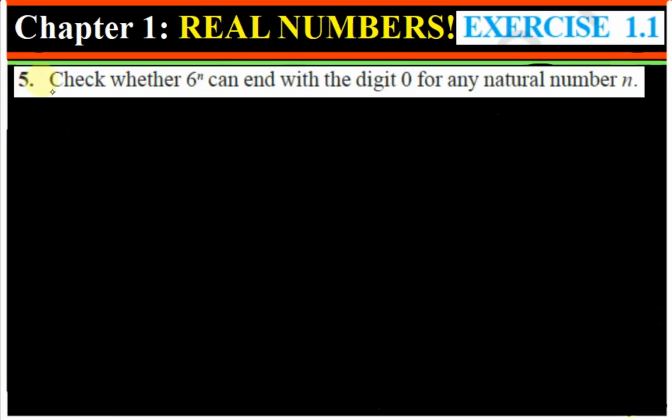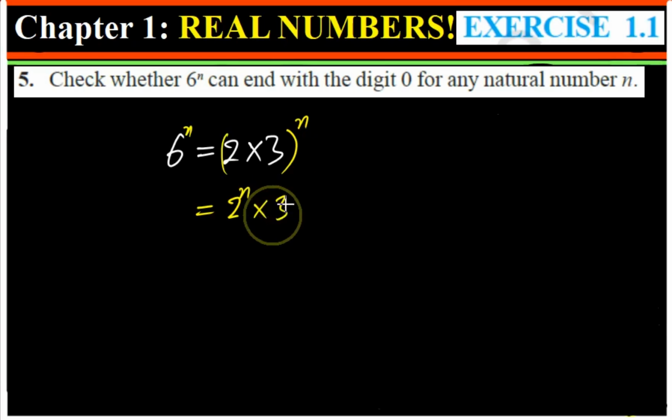Next is question number 5 of this exercise. Check whether 6 raised to the power n can end with the digit 0 for any natural number. How can we check? See, if any number has 5 as a factor, then only it will end with the digit 0. So let's first write 6 raised to the power n in the form of prime factors. 6 can be written as 2 times 3. 2 and 3 are prime numbers. And if it is 6 raised to the power n, we can write (2 into 3) raised to the power n. Then the power will be distributed here, that is 2 raised to the power n into 3 raised to the power n.